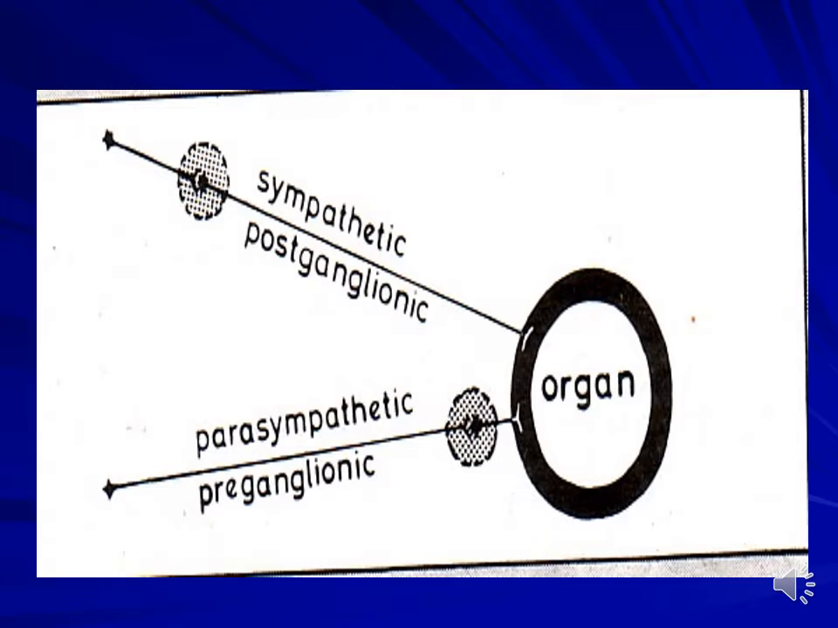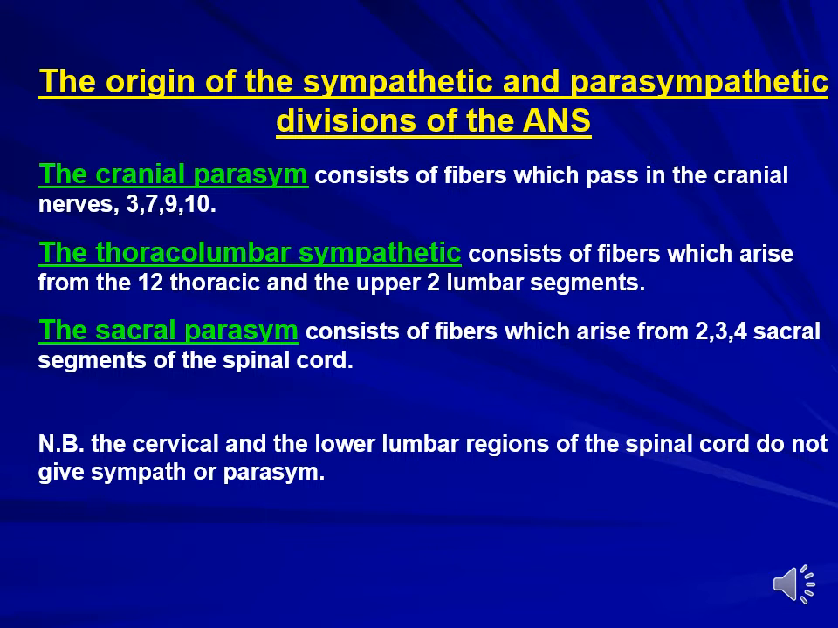So here we have an organ, and as we have said before, usually the organ receives both nerve supplies, from the sympathetic and the parasympathetic. What is characteristic in the picture of the sympathetic nervous system is that it has very short preganglionic and long postganglionic fibers. On the other hand, the parasympathetic has very long preganglionic fibers and very short postganglionic fibers. The origin of the sympathetic and parasympathetic divisions of the autonomic nervous system.